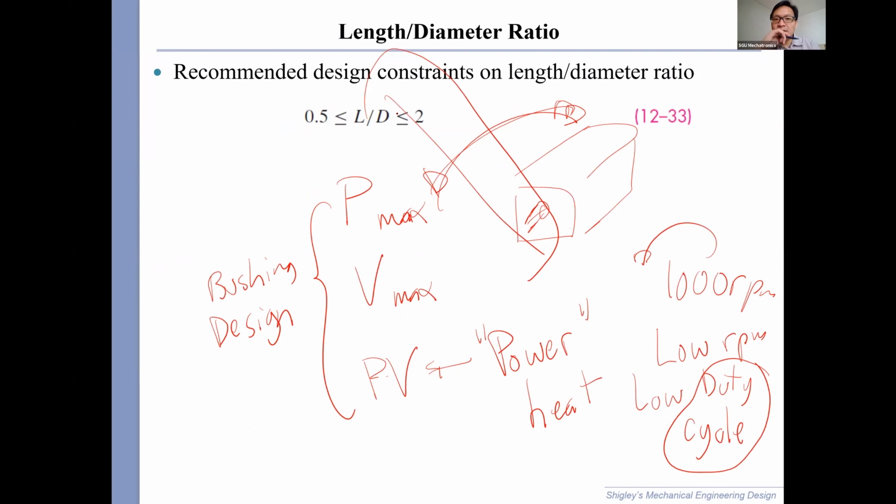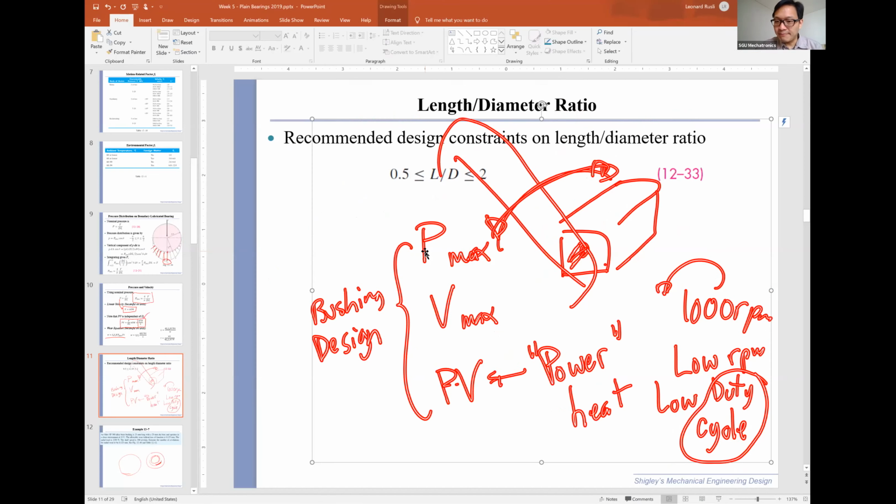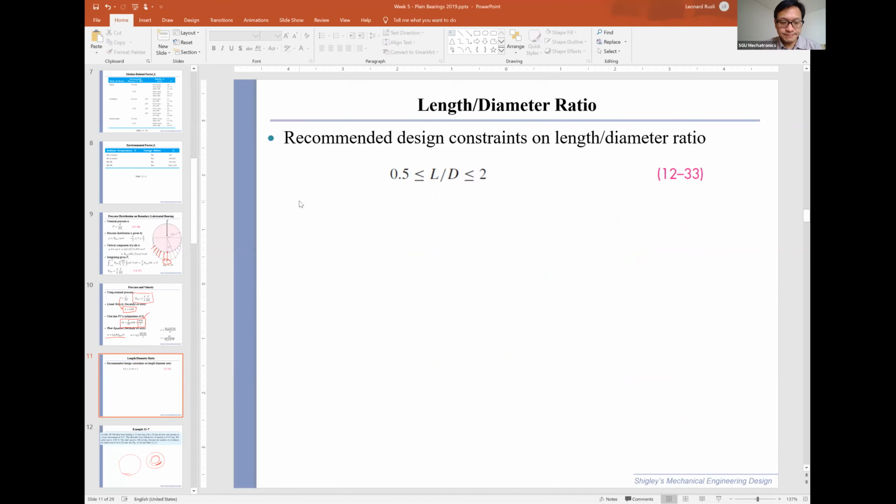Here is some recommended design constraints. I'm having trouble deleting my old notes. Okay, I'll delete that.